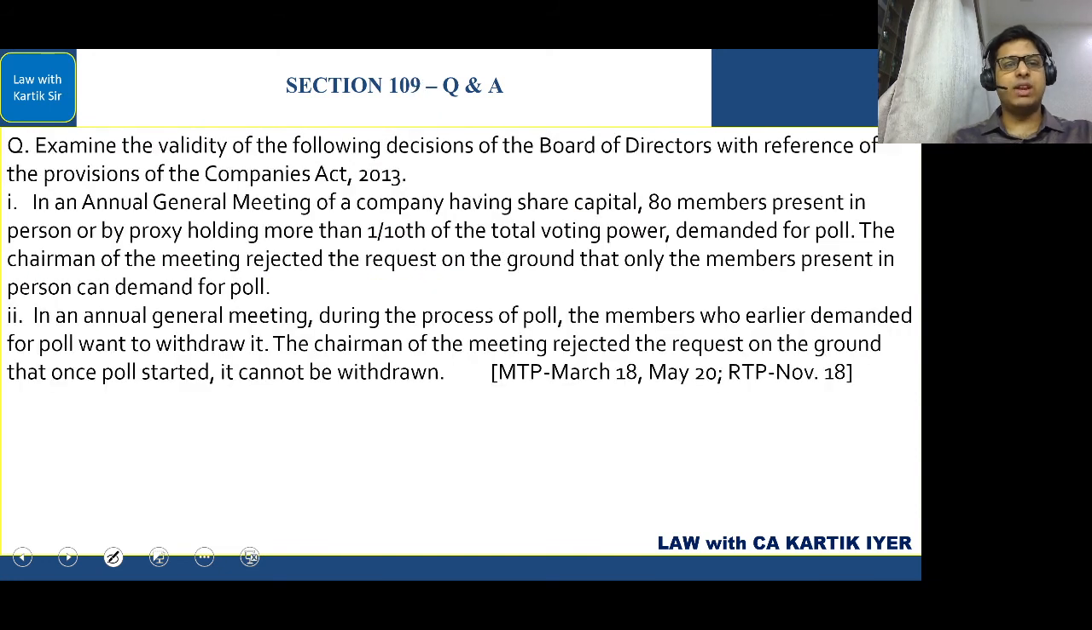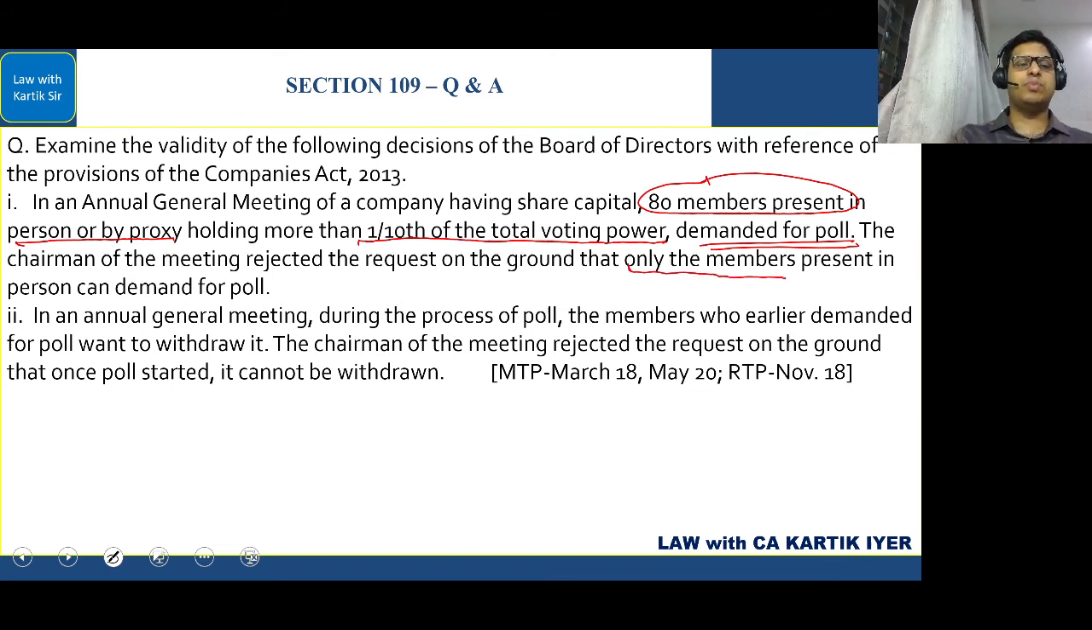Okay. Next one. Examine the validity of the following decisions of the board of directors with reference to the provisions of the Companies Act 2013. In an AGM of the company, having share capital, 80 members present in person or by proxy, holding more than 1/10 of the TOVO, that is total voting power, demanded for poll. The chairman of the meeting rejected the request on the ground that only the members present in person can demand for poll.